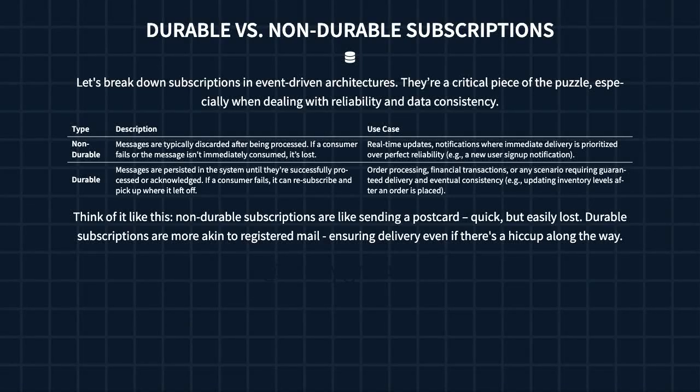Okay, let's talk about subscriptions in event-driven systems. They come in two main flavors: durable and non-durable. Non-durable subscriptions are like sending a quick message. They're great for things you really want to see immediately, but if the receiver isn't available, the message is just gone. This works well for notifications or real-time updates where immediate delivery is key.